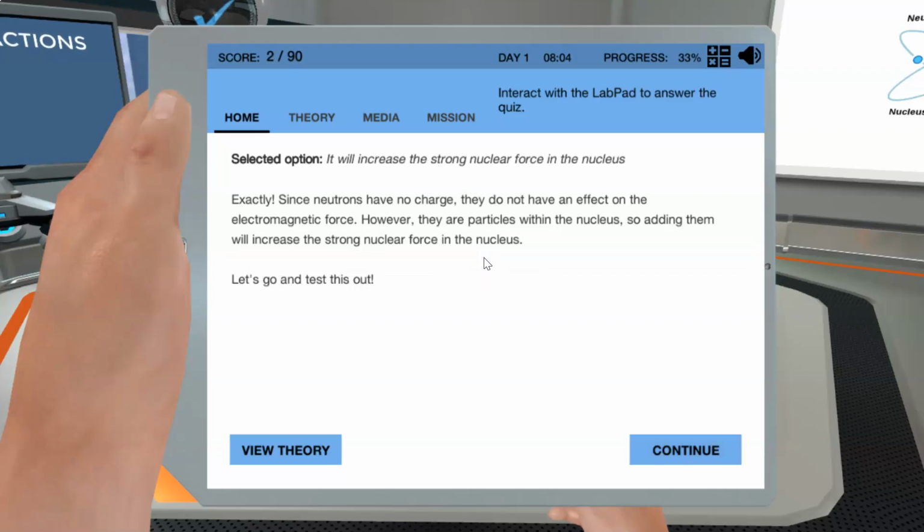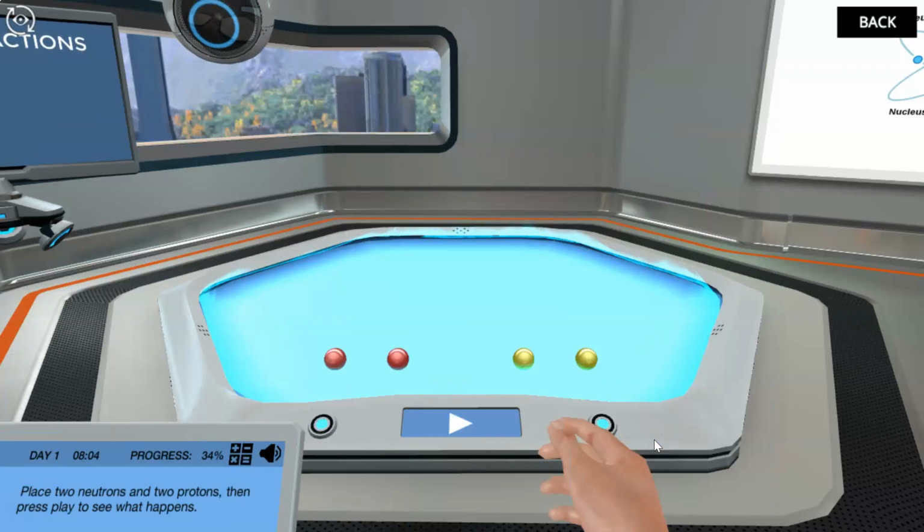Exactly. Since neutrons have no charge, they do not have an effect on the electromagnetic force. However, they are particles within the nucleus, so adding them will increase the strong nuclear force in the nucleus. Let's go and test this out. Place two neutrons and two protons, then press play to see what happens.